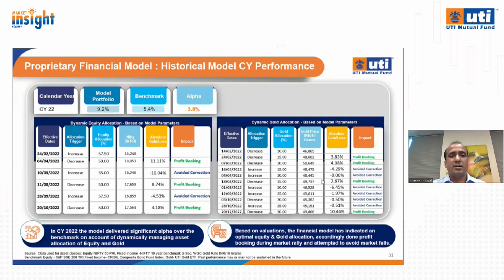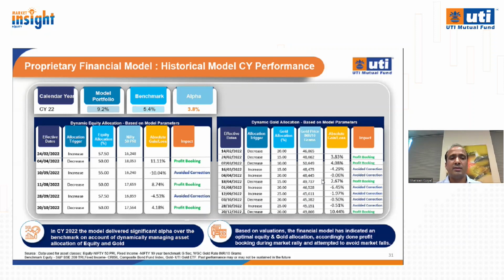So as I mentioned in my initial remarks, we have developed this in-house proprietary financial model, which is allocating to different asset classes. We have implemented this in our multi-asset fund about a year back. So here we have shown performance of the model vis-a-vis the benchmark in the last 1 year. So in CY22, the model has generated 9.2% return as compared to 5.24% for the benchmark, delivering 3.8% alpha.